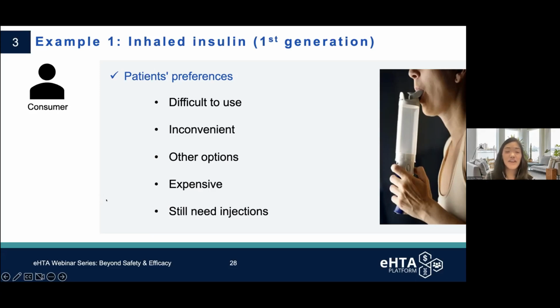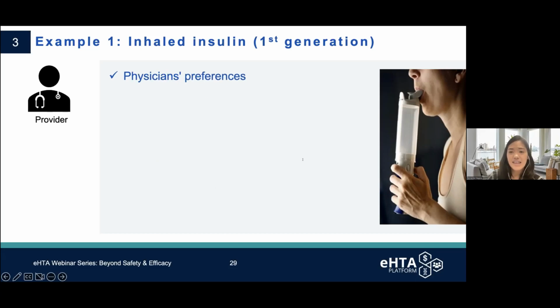At the same time, they felt that the product was more expensive than the other options on the market. They also had options like insulin pens, which I don't know if you have seen, but it looks like a pen. It has a very small needle. It's not as painful as your traditional insulin injections. So that was the option. And the problem that a lot of patients had as well is that while the product promised to completely eliminate injections, in some cases, some patients still had to use insulin injections. So that was an issue.